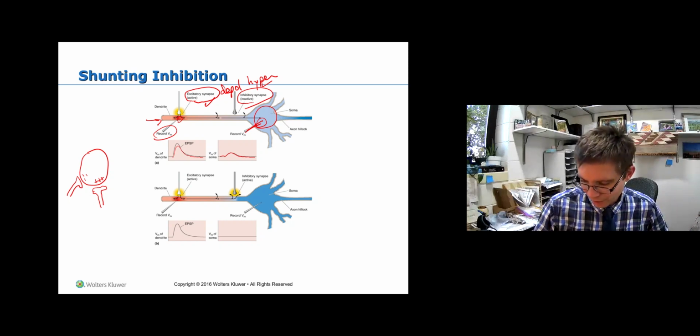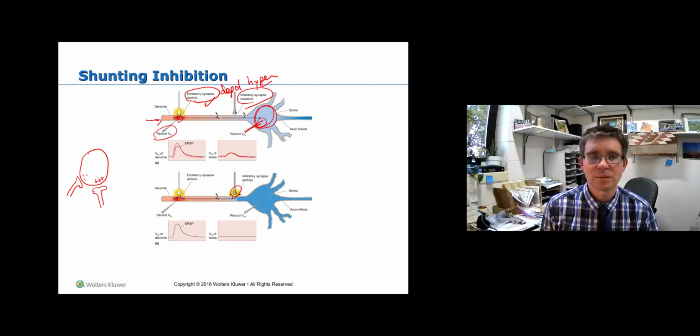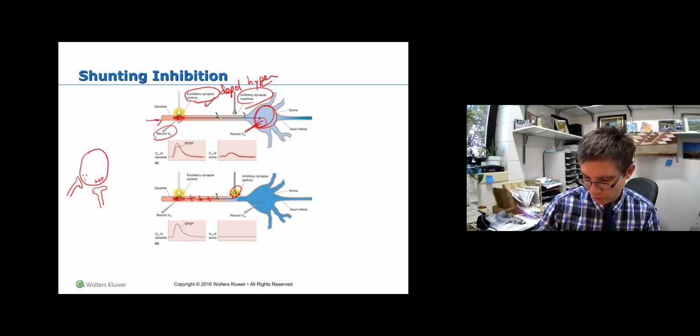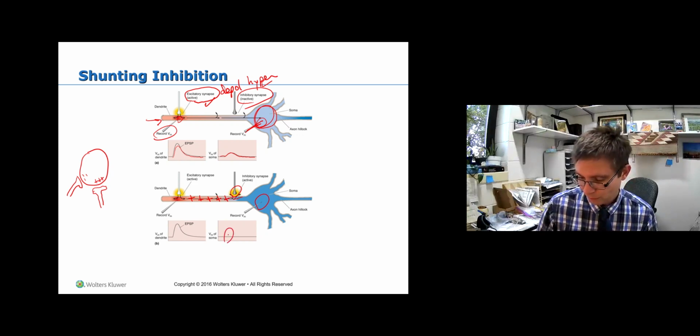But it can even be reduced. That depolarization that I see in the cell body can be reduced even more if that inhibitory synapse becomes active at about the same time. Then those positive charges flow into the dendrite, but now I've got negative charges, anions, flowing into the dendrite too. And so they'll neutralize each other. So when I measure in the cell soma, I don't see any of that blip. It's gone because those positive charges didn't make it in there at all. This is called shunting inhibition.